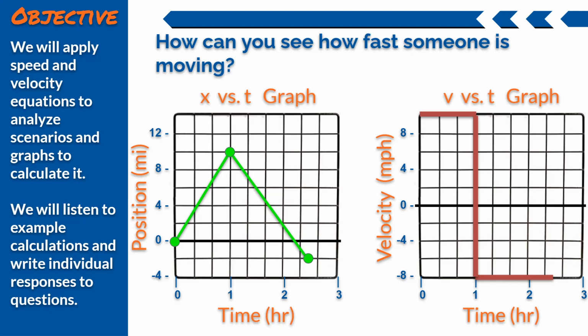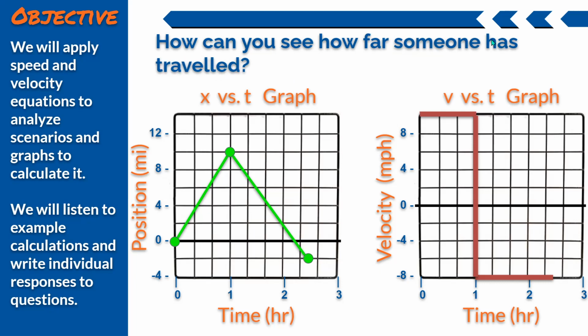So if I said, how fast are they going at 1.5 hours? I would look over here, 1.5 hours, oh, they're going -8 meters per second, or sorry, miles per hour. If I look over here at 1.5 hours, I would be along this straight line segment, and I just have to find the slope of the segment that contains the point. It's a lot easier on a VT graph to answer this question because I don't have to do any math, I just have to read it.